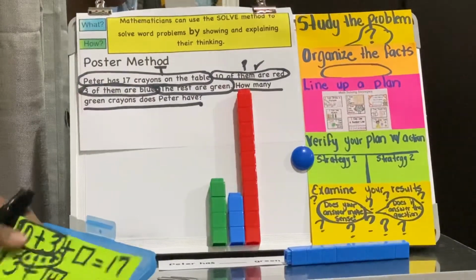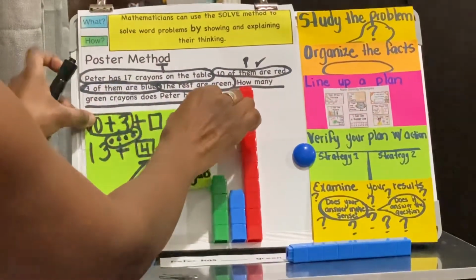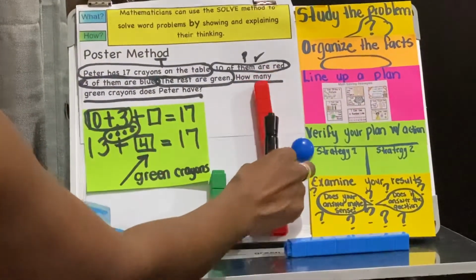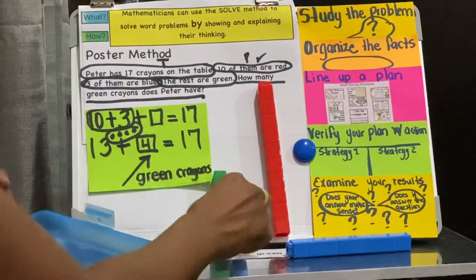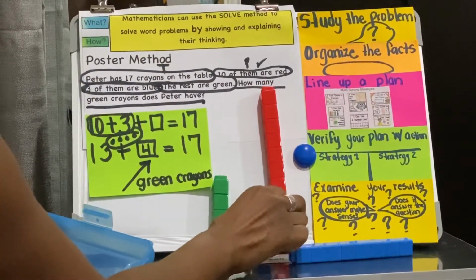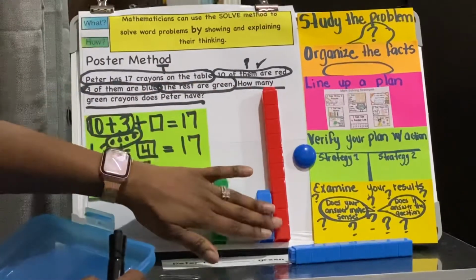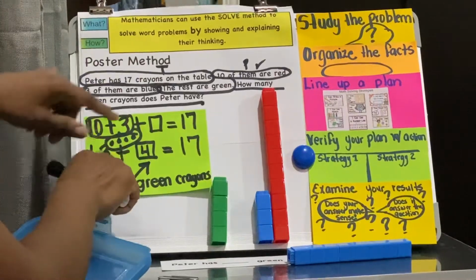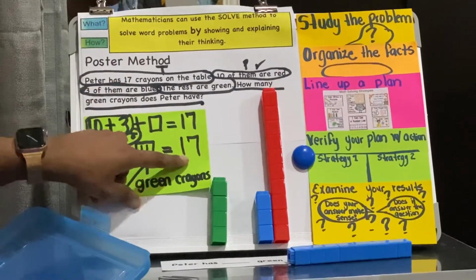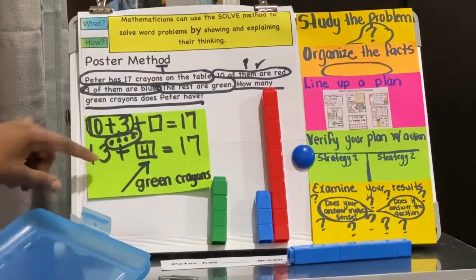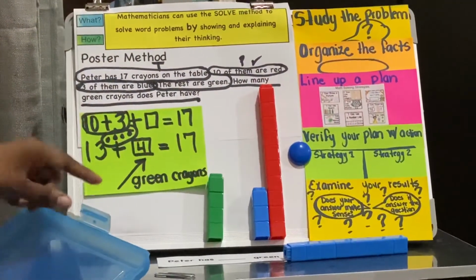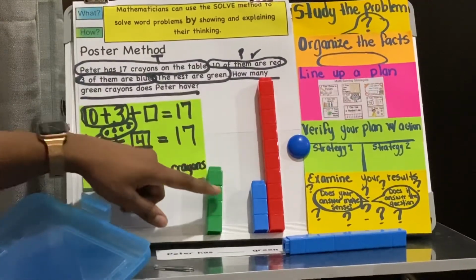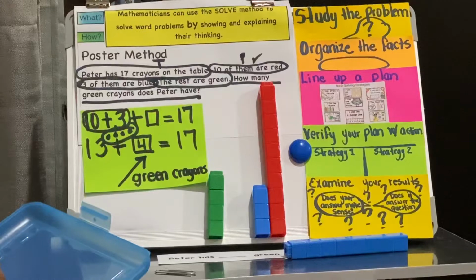The other strategy that I used to solve the problem was writing an equation. So I know that he has 10 red crayons, 3 blue crayons. 10 plus 3 gives me 13. And then I know that the total is 17. He has 17 crayons in total. So from 13, I counted up. 13, 14, 15, 16, 17.